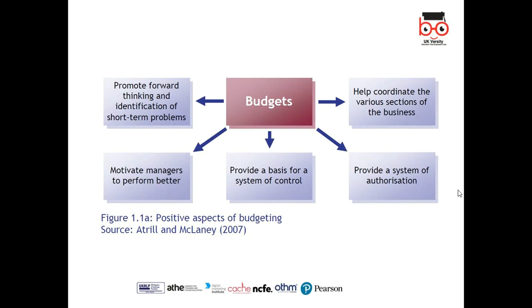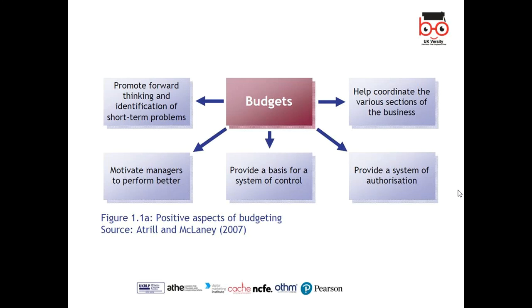Budget provides the basis of a system of control. So budget helps us control. We measure the performance, budgeted against actual. If the actual performance is better than budgeted, the variance will be in our favor. It also helps coordinate the various sections. So we can say what budget you got, what activity you have, what level of activity; if you're getting more budget you're supposed to deliver more. So we can coordinate with the various sections of the business.